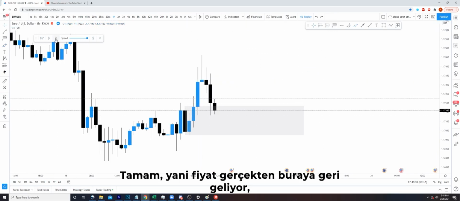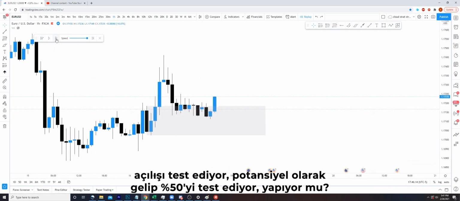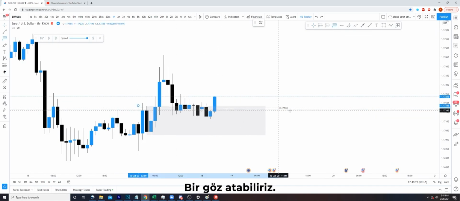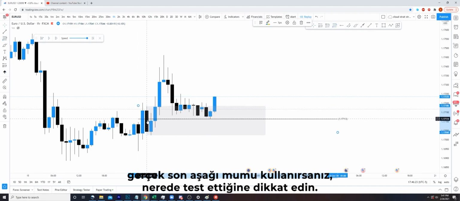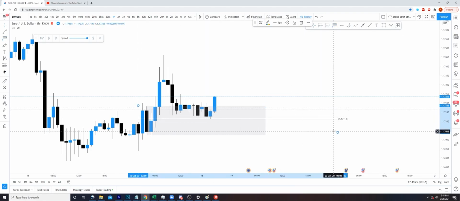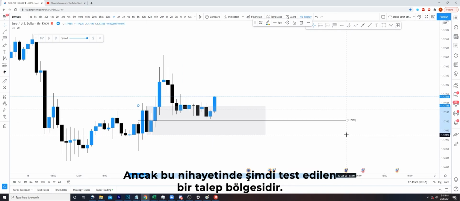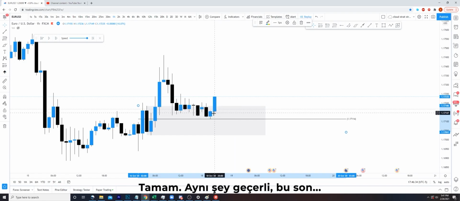So price does indeed come back to it, testing the open, potentially come and test the 50%. Does it? Yes, it does, as you can see. Actually, maybe it didn't, maybe very close. We can take a look. So what's interesting is if you use the actual last down candle, notice where it tested. If you use the overall area, it did not. So again, this is where it's going to come down to preference and understanding your supply and demand zones. But this is ultimately a demand zone that was tested now, and now price is moving higher.